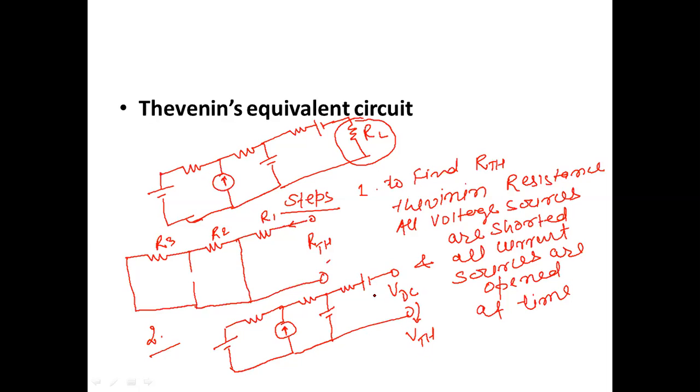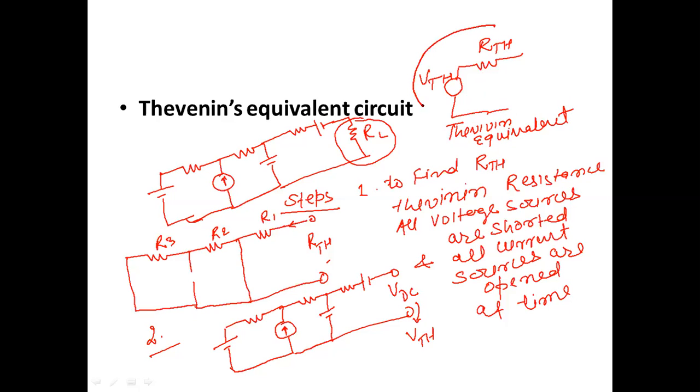So RTH is calculated, VTH is calculated, so we have to draw a circuit like this. Here RTH is this much and VTH is this much. So these two things are connected in series. This is actually called the Thevenin equivalent. So this thing is only the Thevenin equivalent from here to here.